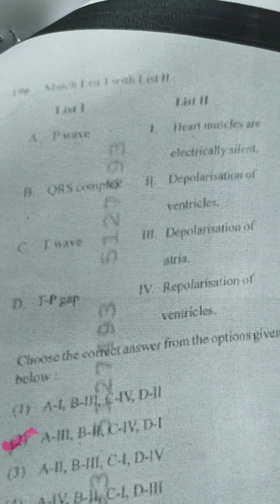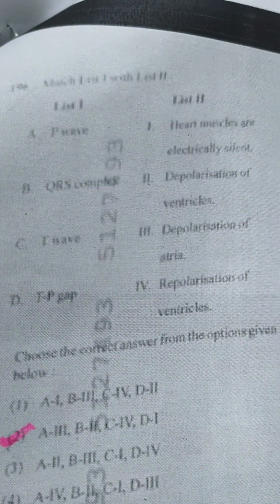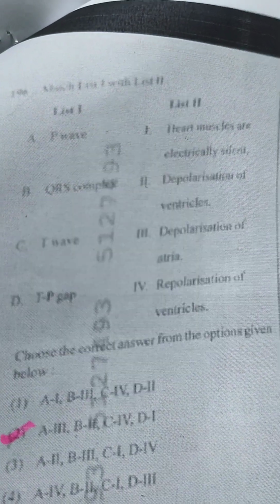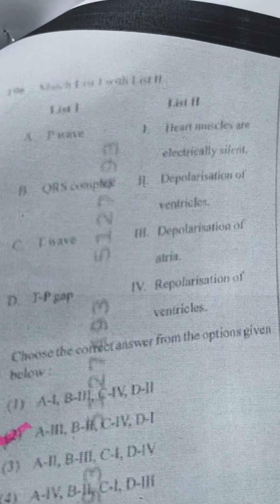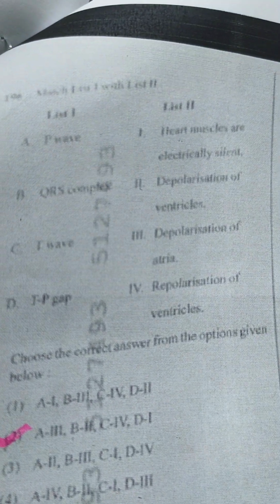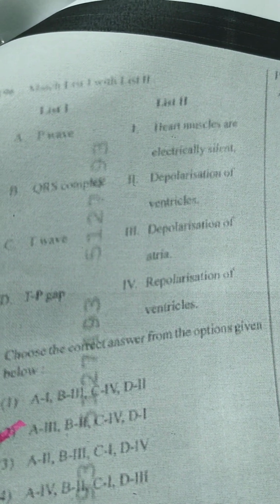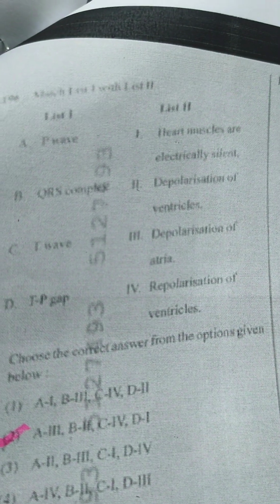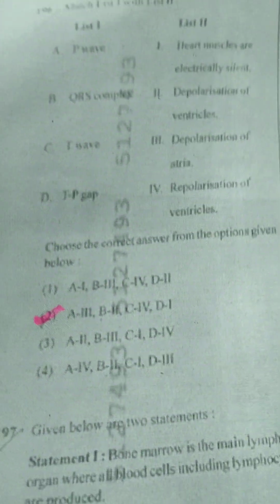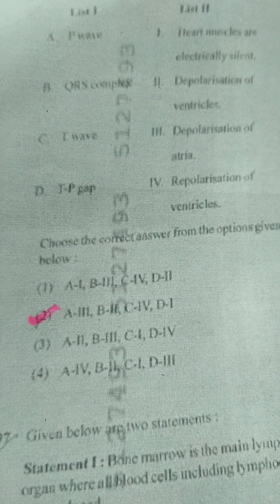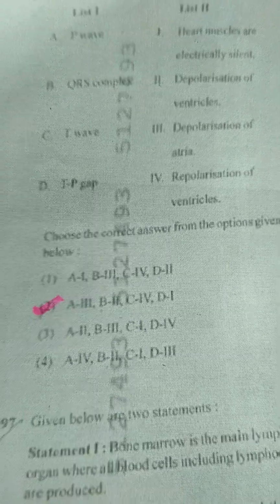Question number 196. List 1: A. P wave. B. QRS complex. C. T wave. D. TP gap. List 2: 1. Heart muscles are electrically silent. 2. Depolarization of ventricles. 3. Depolarization of atria. 4. Repolarization of ventricles. Correct answer is 2: A3, B2, C4, D1.